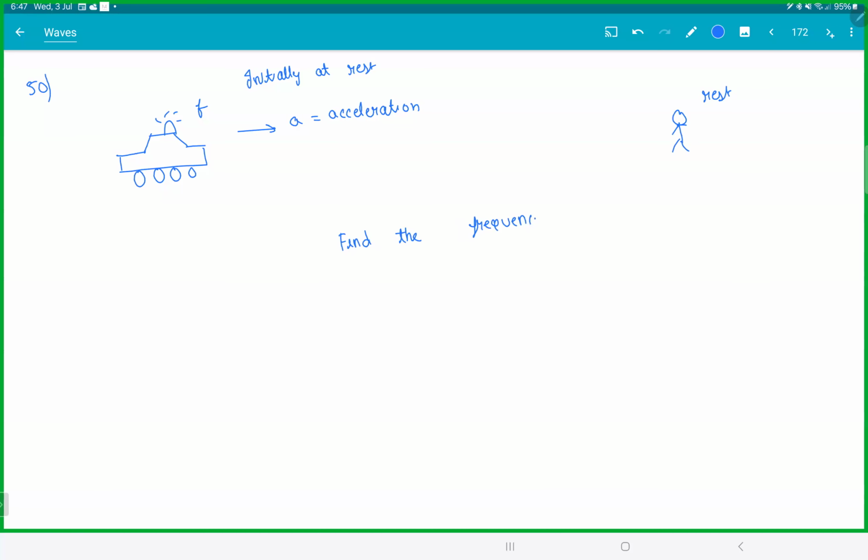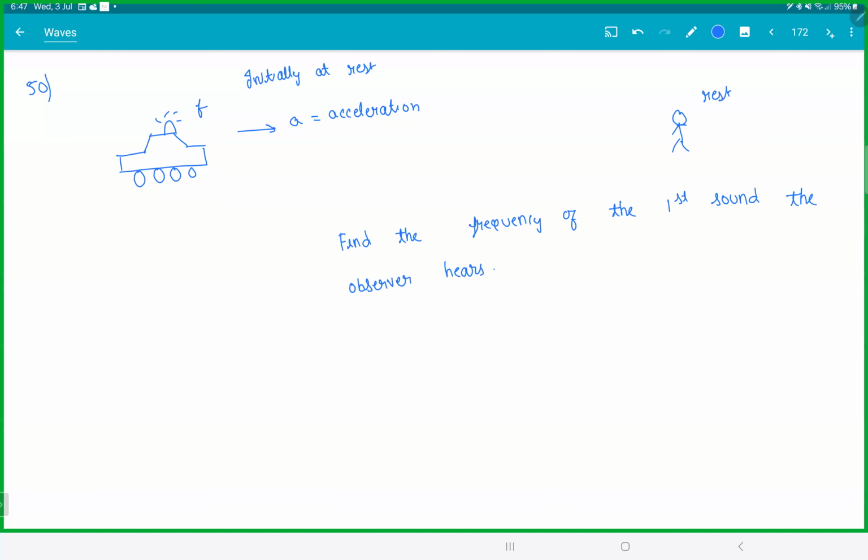Find the frequency of the first sound the observer hears. Now you can't use that formula. You have to go back to the derivation.